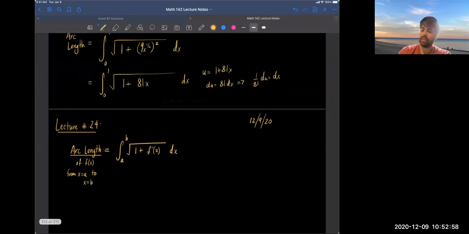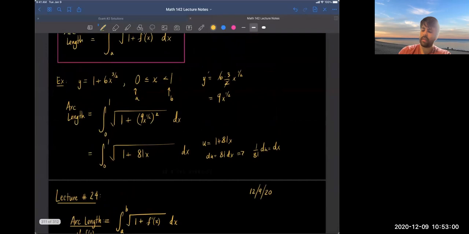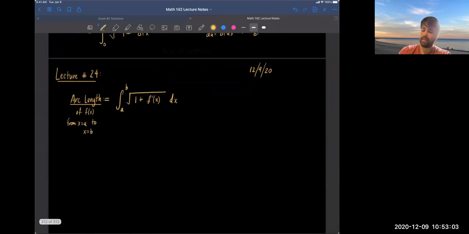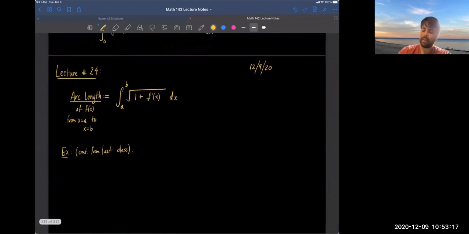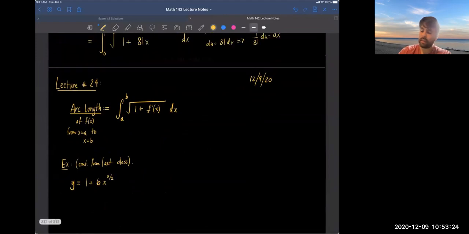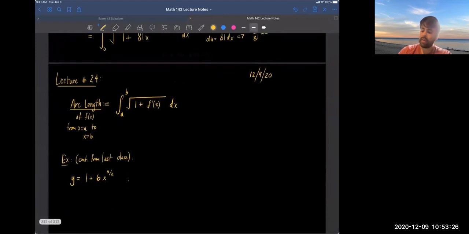And I think we didn't finish the arc length calculation for the previous example. So let's continue from last class. Our example was we have a curve y equals 1 plus 6x to the 3 halves. And I want to know how long that length is from 0 to 1.